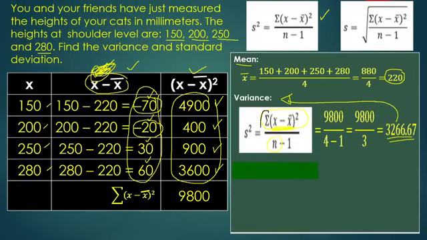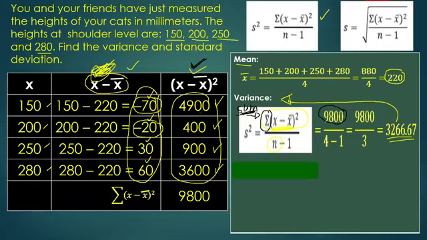Kini siya nga symbol is the symbol for sum. Okay? So meaning, kining x minus the mean squared, kini siyang third column nato, we will be adding them because we are looking for the sum. Mo nang gi-add na ko si 4,900, si 400, si 900, o 3,600 to get 9,800. Mo nang atong denominator din ha.